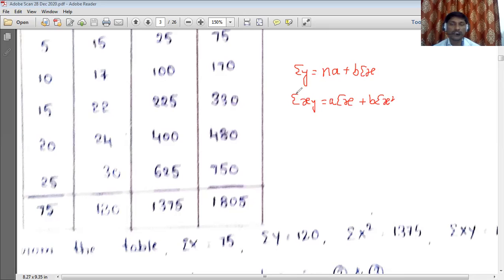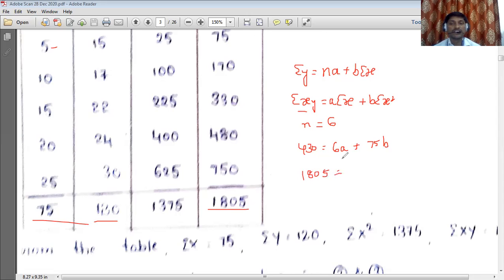Now we need to substitute all those things. Here n represents the number of values. How many values do we have? 0 onwards they give 0, 1, 2, 3, 4, 5, so n is equal to 6. Now you can substitute all those values. Summation y we got is 430. So 430 is equal to n, which is 6, times a, which we don't know and need to calculate, and next b summation x. Summation x is 75, so 75b. And next, summation xy is this value 1805.